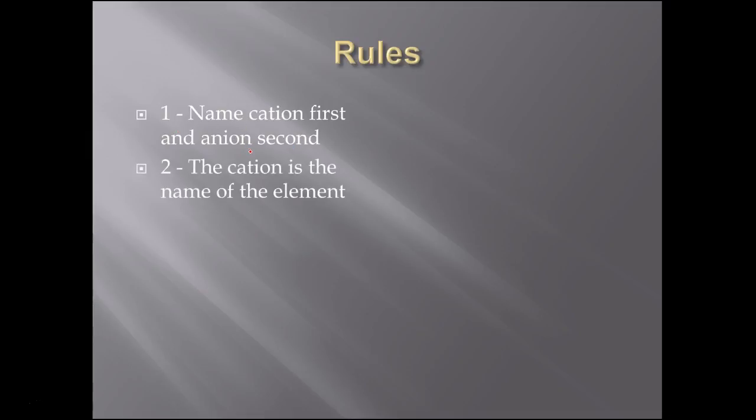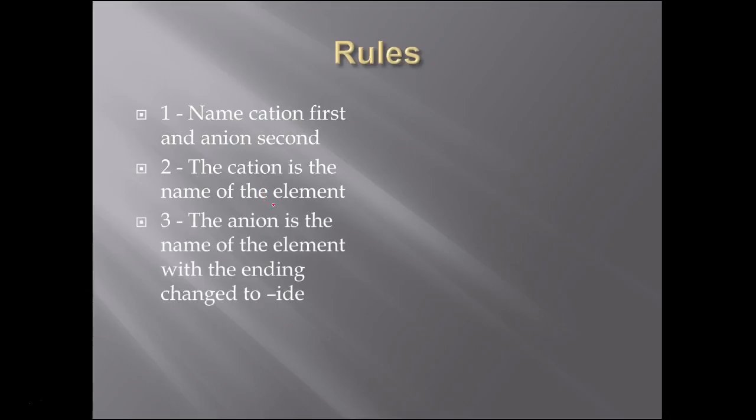Let's take a look at our rules here for binary ionic compounds. Number 1, name the cation first and the anion second. Simple enough. Number 2, the cation is the name of the element. Just like with covalent, we just name that first element. And number 3, the anion is the name of the element, again changing to IDE, just like we did with covalent. So basically you name these the same way as covalent compounds, but you're not going to be using any prefixes.